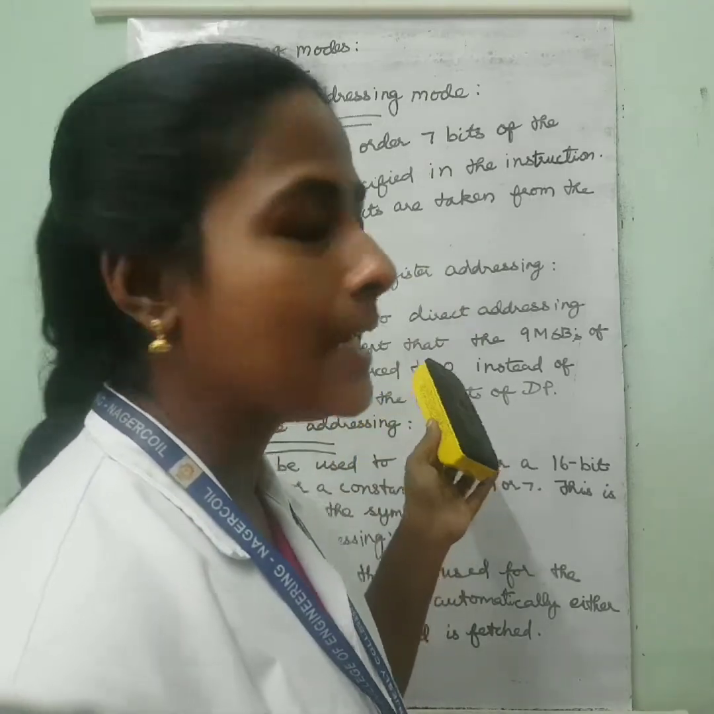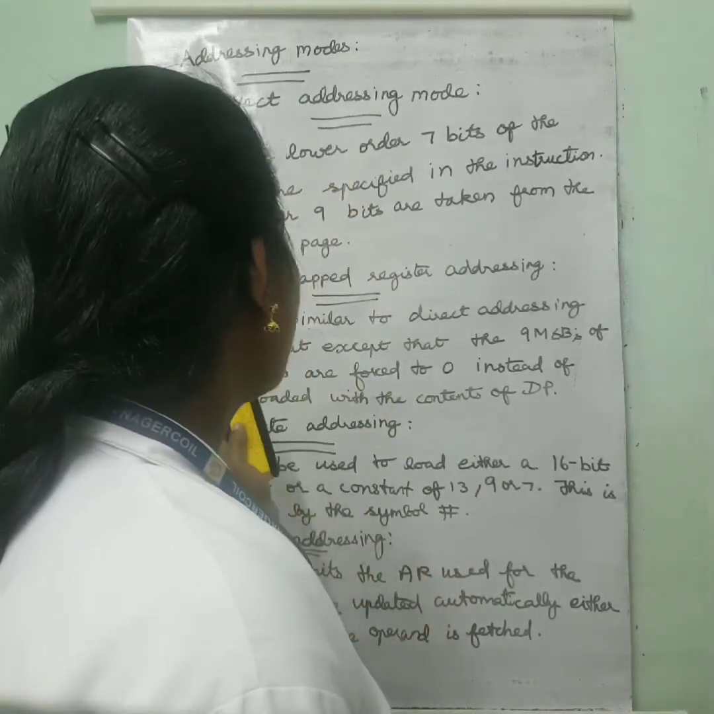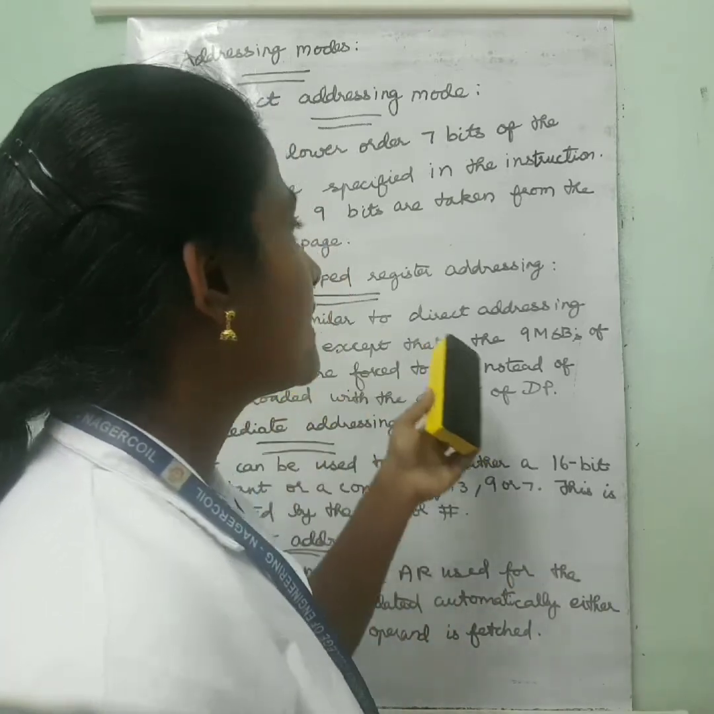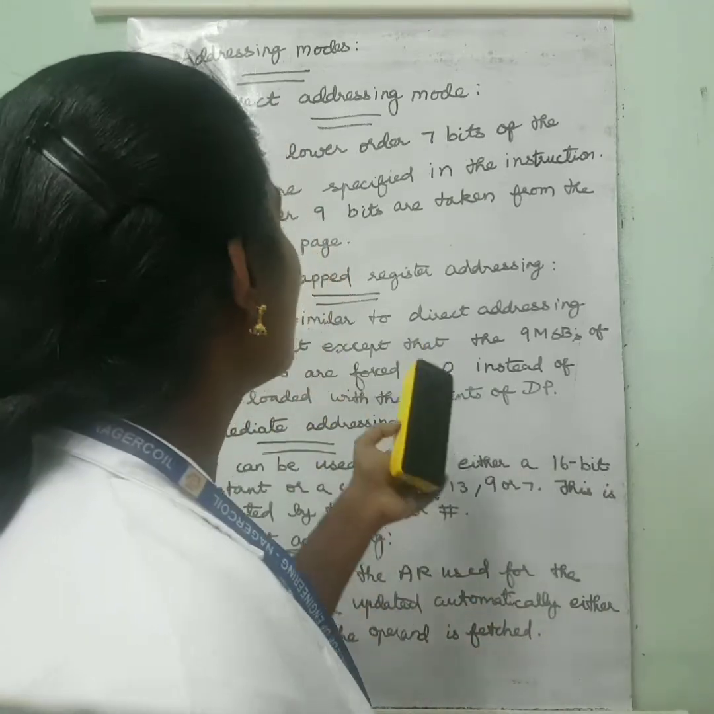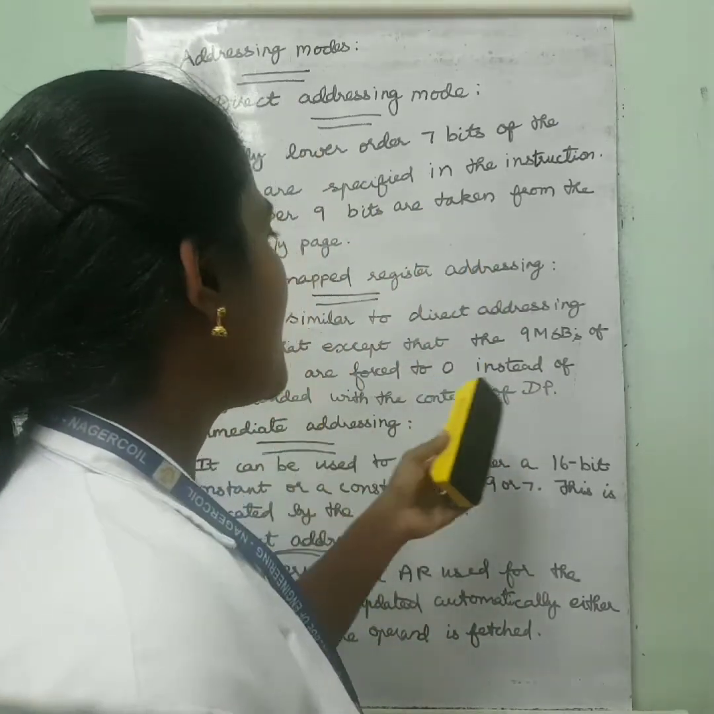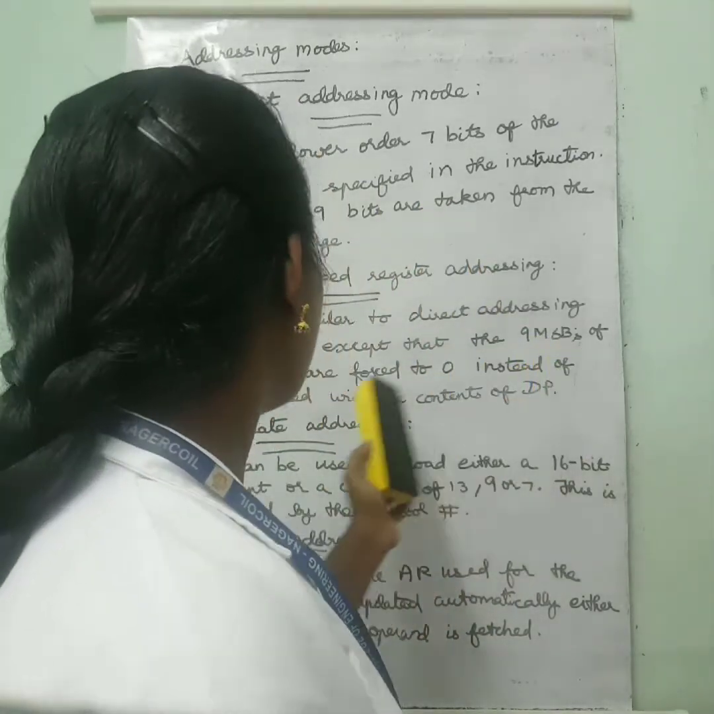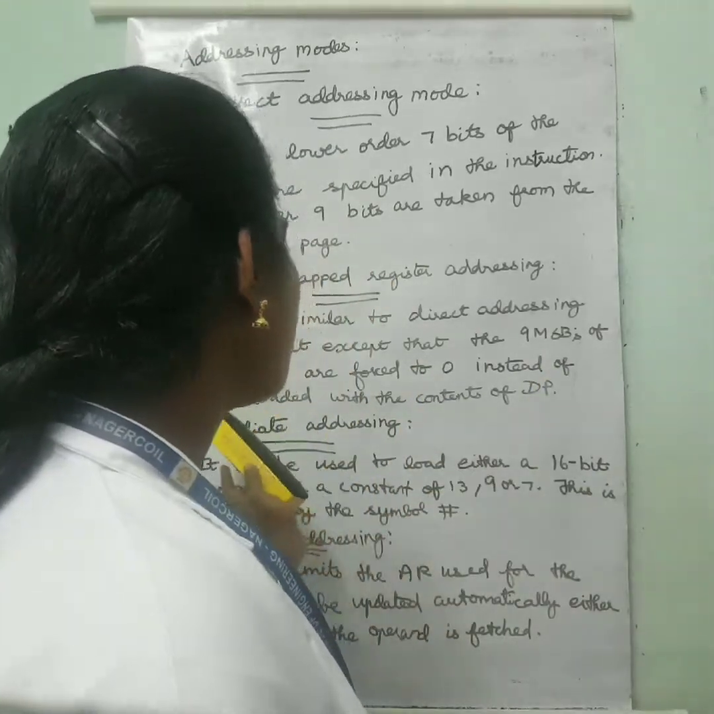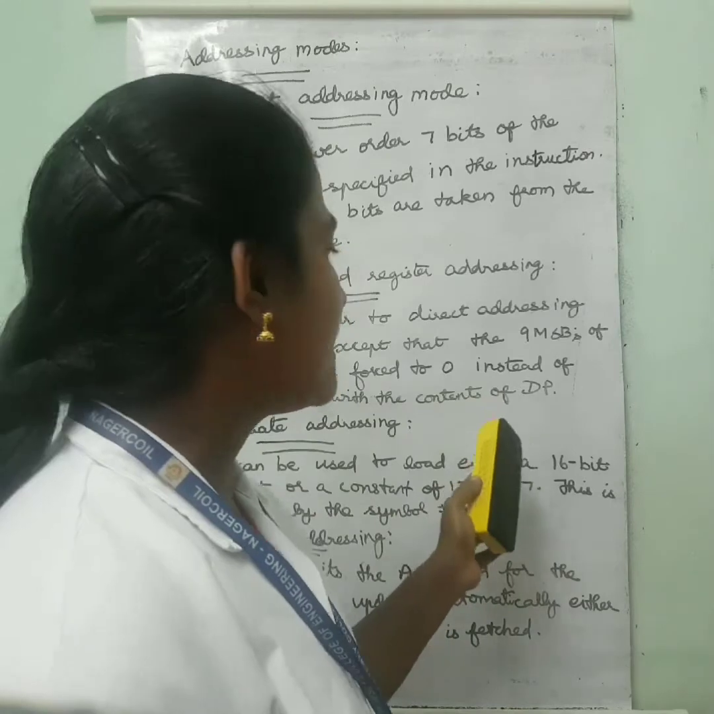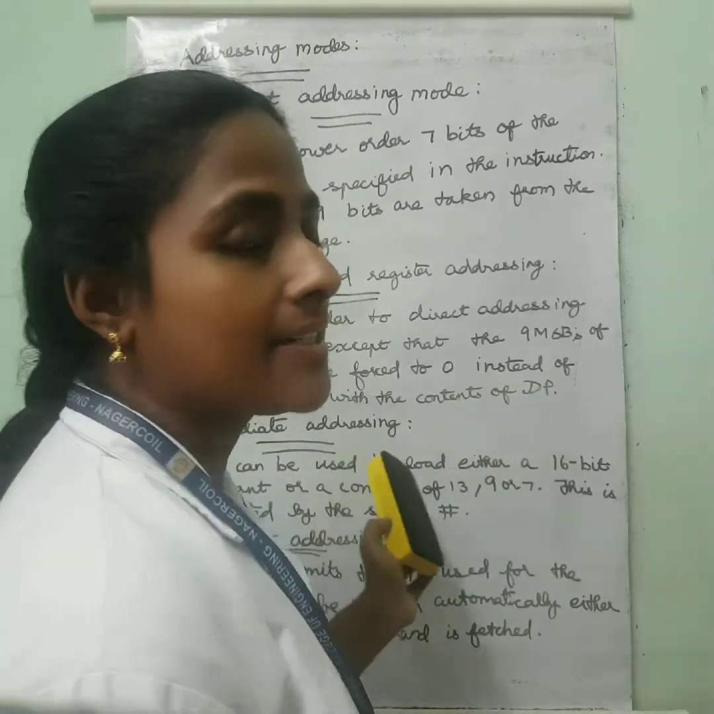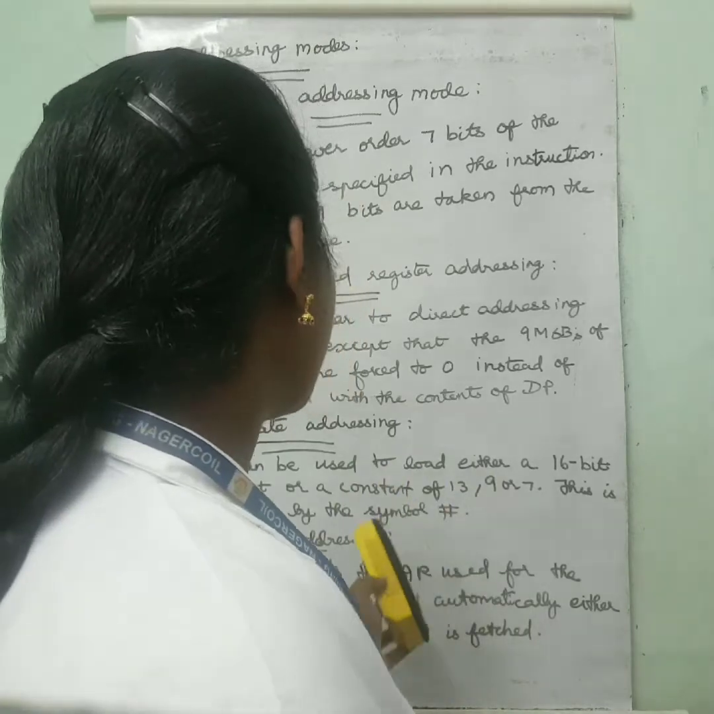data memory page. Next, memory mapped register addressing. Memory mapped register addressing is similar to the direct addressing mode, except that the 9 MSBs of the address are forced to 0 instead of being loaded with the contents of the data page.